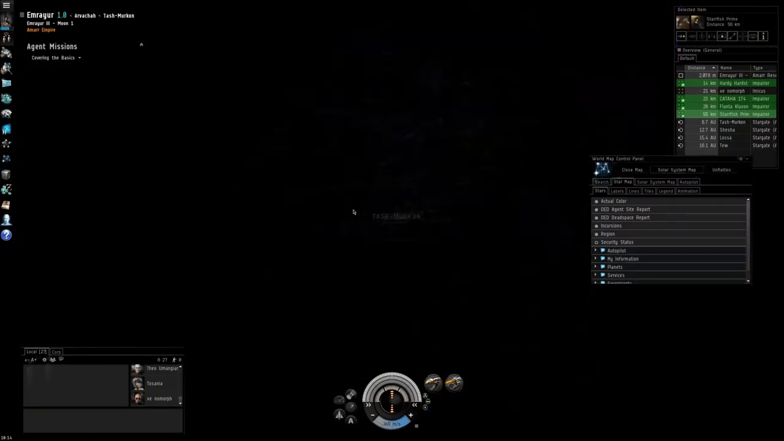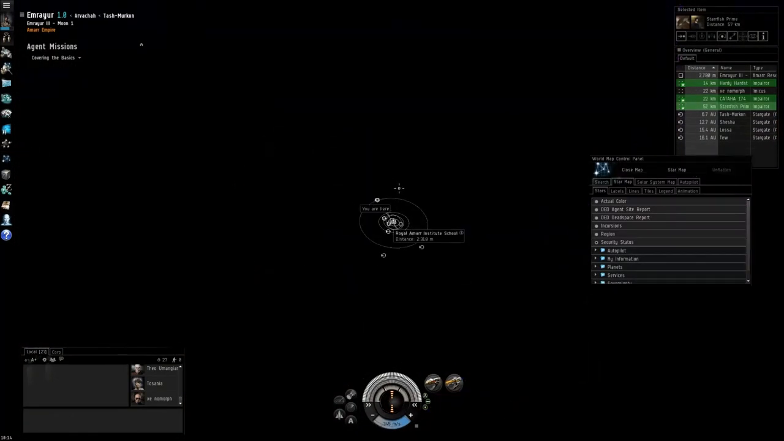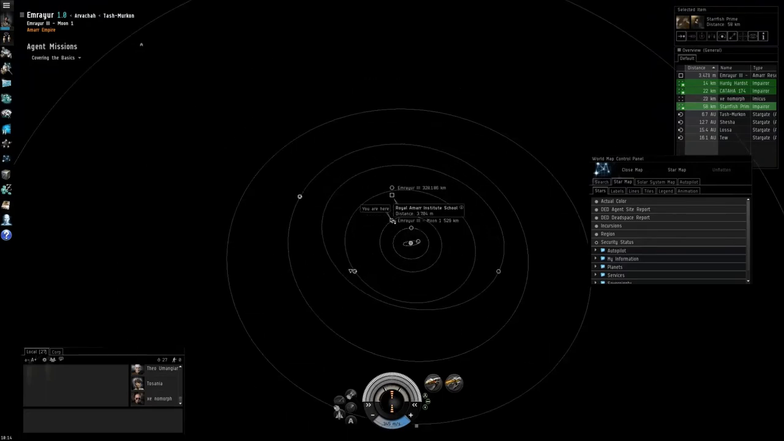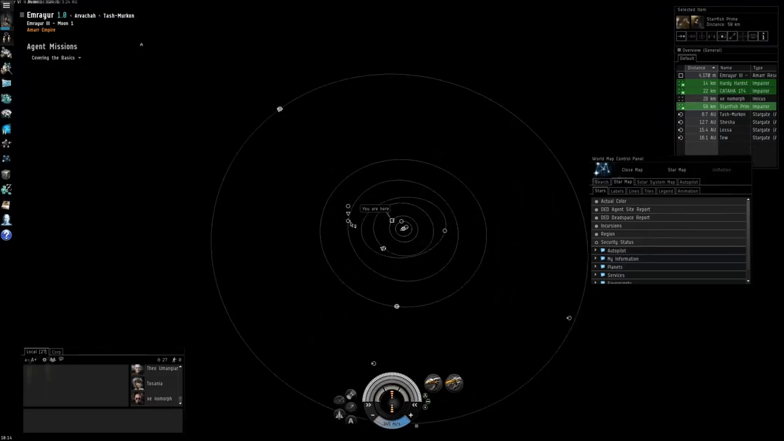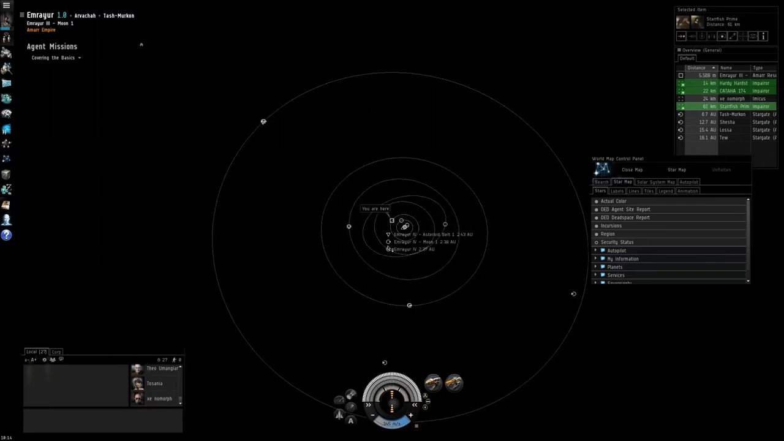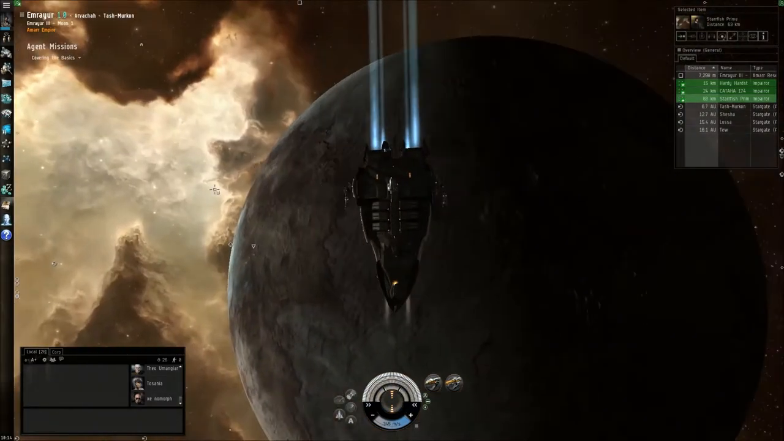Now, what we want to do, our mission is in this solar system. We can take a look at the solar system map. Here we go. So this is the solar system we're in. We're there. These are all the important points of interest. Bunch of moons there. Asteroid belts, all that jazz. And our mission's actually in this sector.